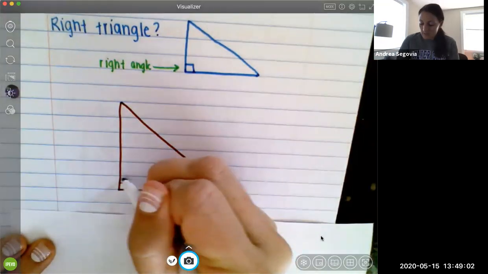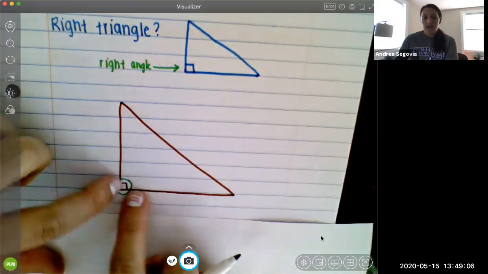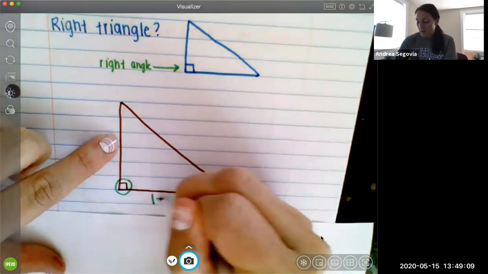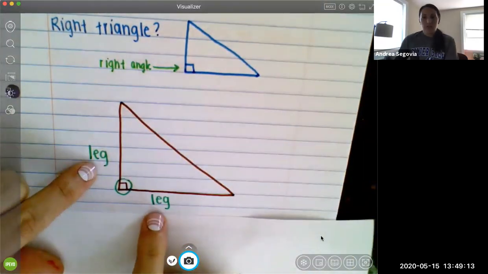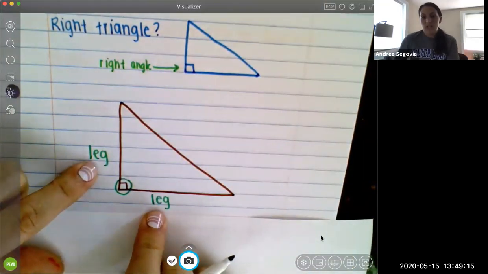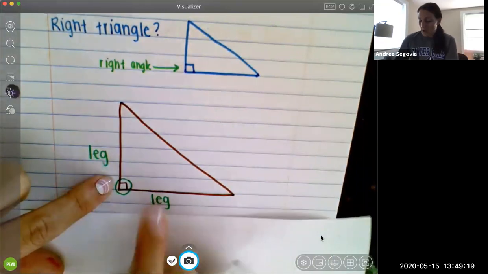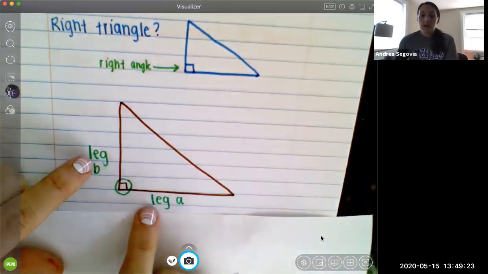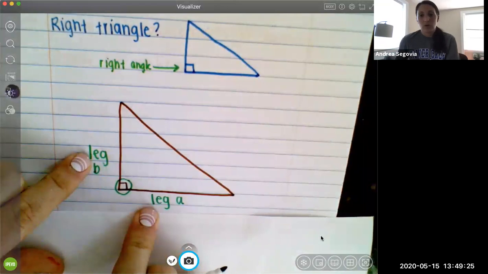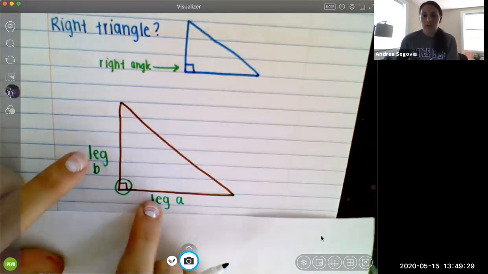So here's my right angle. The sides connected to that right angle that make that right angle are considered our legs. So we have 2 legs, just like you have 2 legs that you stand on, the right angle also has 2 legs. One of those legs we call leg A, the other one we call leg B. It doesn't matter which one you call A or which one you call B, as long as one is A and the other is B. So we have our 2 legs.